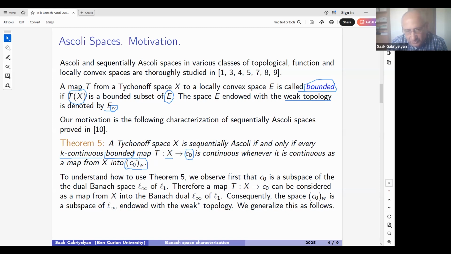So if we have a K continuous bounded map T from X to the Banach space C0 such that this map is continuous as a map from X to C0 endowed with the weak topology, then the space is sequential Ascoli if and only if this map T is continuous as a map from X to the Banach space C0. So we have here a considerably stronger condition. From the weak topology, we come to the Banach topology, the norm topology of the space C0.